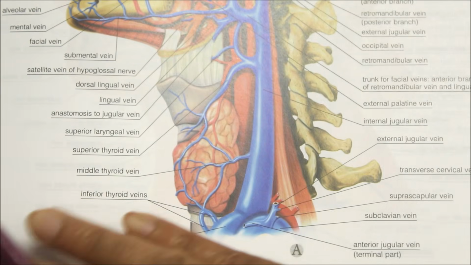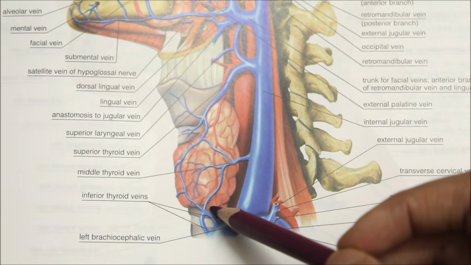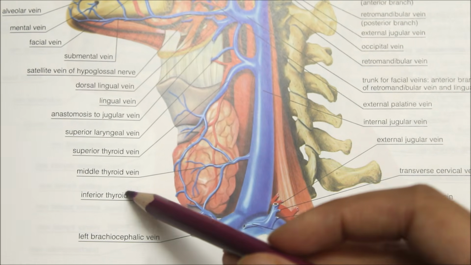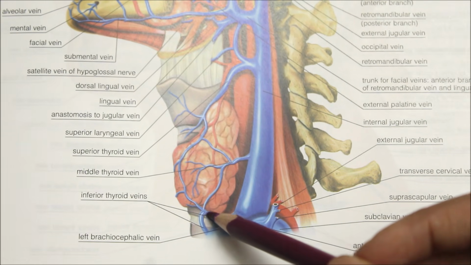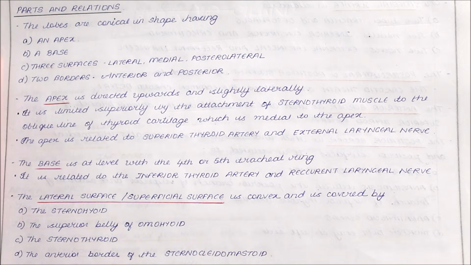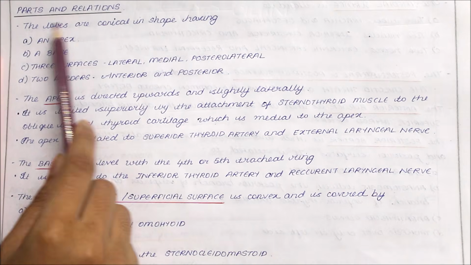This is the left lateral view of the neck. This is the thyroid gland. This is the inferior border of the thyroid gland. So, it is related to the inferior thyroid veins, as you can see right here, which leave the gland at this border.